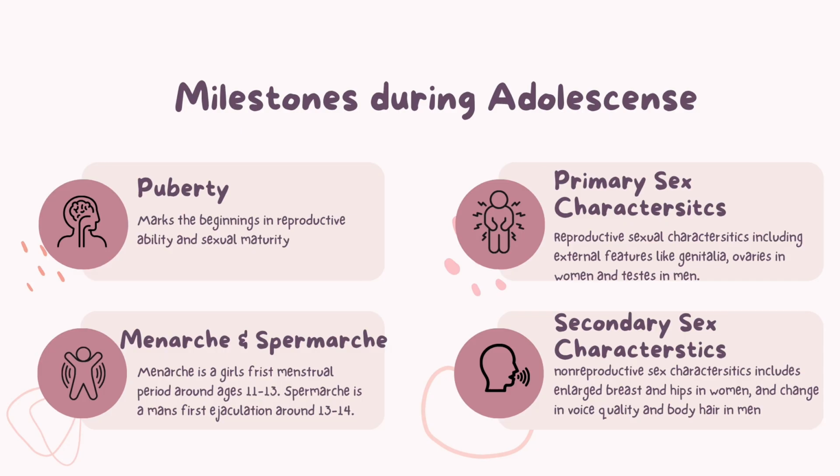Primary sex characteristics are reproductive sexual characteristics including external features like genitalia, ovaries in women, and testes in men. Secondary sex characteristics are non-reproductive characteristics that include enlarged breasts and hips in women and change in voice quality and body hair in men.